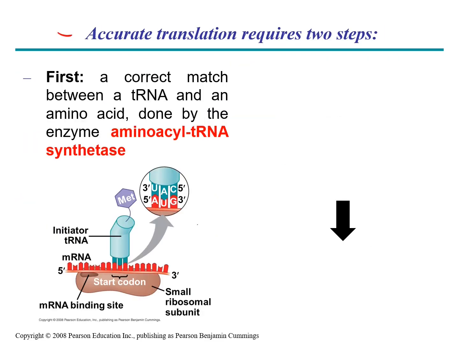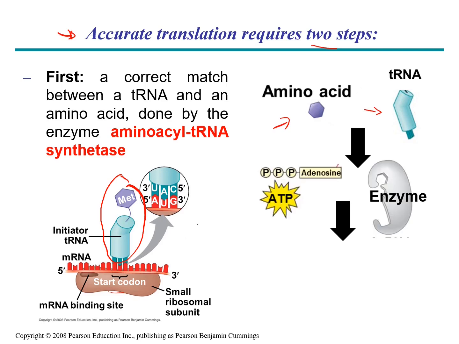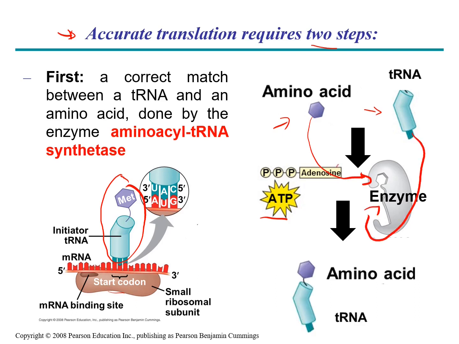Now let's talk about the 2 steps required to have an accurate translation. Here you have the transfer RNA located at the start codon. The first step is that you need to have an amino acid and your tRNA. And how do they get together? There is an enzyme that spends ATP to put this amino acid here and the tRNA here. And as a result, these two are together. So this is the first step.